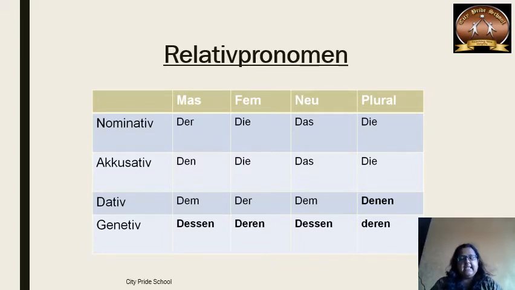It is denen. In case of relative pronoun dative plural, it is denen. And relative pronoun genitive, that is dessen, deren, dessen, deren. So whatever is written in bold, that you have to specifically remember. So these are the relative pronouns in nominative, accusative, dative and genitive. Now we will learn how to frame the relative pronouns with prepositions.